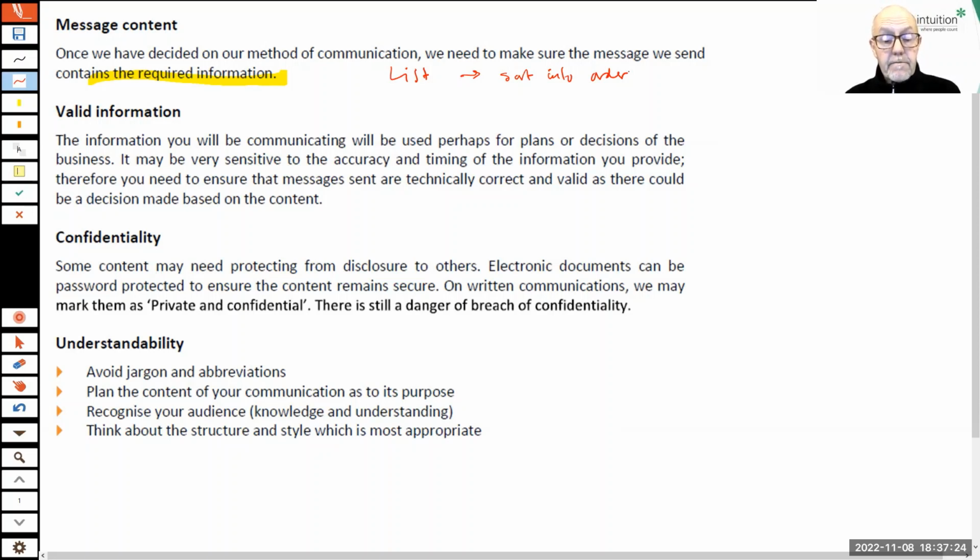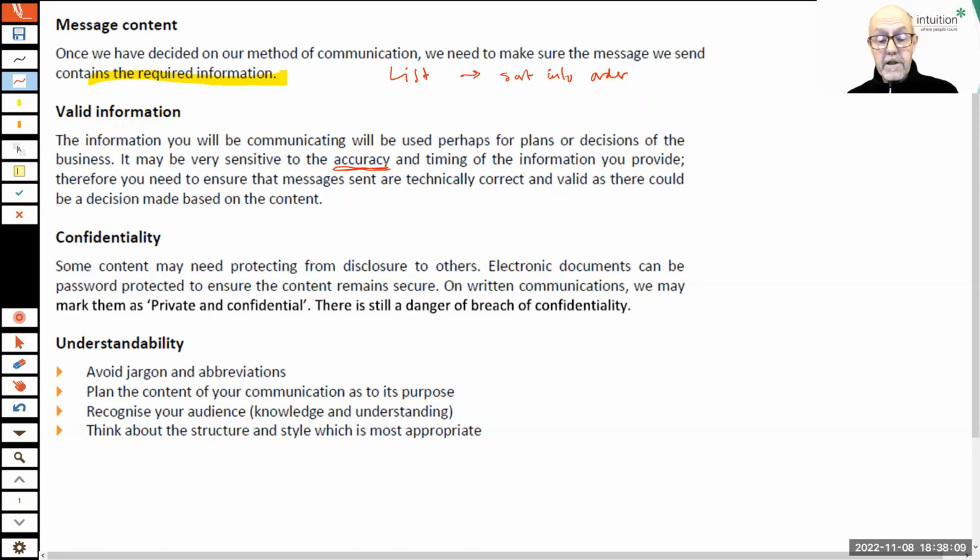Valid information. The information will be used perhaps for plans or decisions, and may be very sensitive to accuracy and timing. Therefore, you need to ensure the messages sent are technically correct and valid, as they could be a decision made. It almost goes without saying, if you're having to estimate, then you must say it's an estimate. And if it's factual information from sources, then it's vital. You can't really stress accuracy enough. It's obvious, isn't it? Timing, as we said, it's got to be there before the decision is made, not after.